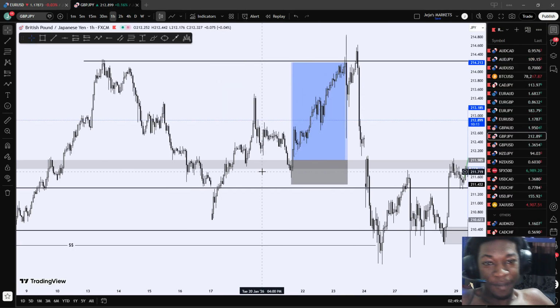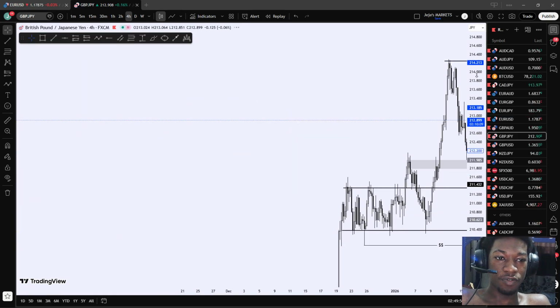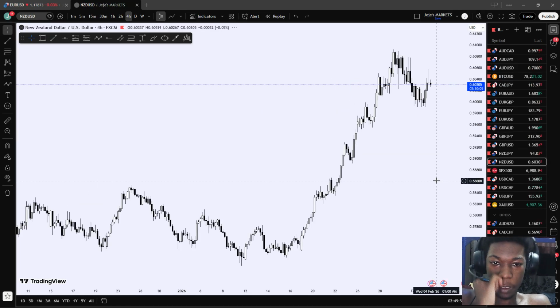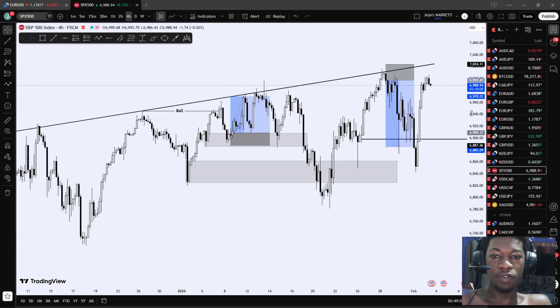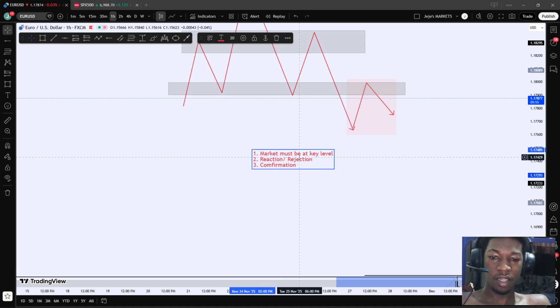If you guys think I'm just some stupid kid here talking, let me literally show you guys the proof. The proof is right in front of your eyes. If you look at this, this is our key level. That's a key level right there. Boom, market must be at a key level.